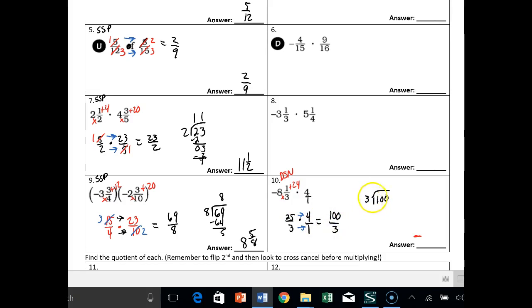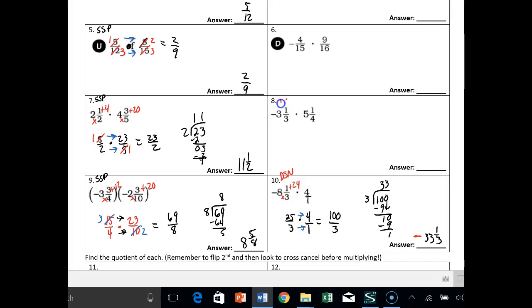3 doesn't go into 1, but it goes into 10 3 times. 1 left over when I do that subtraction, 10 minus 9. Bring down your 0. 3 goes into 10 3 times, 1 left over, so it's going to be 33 and 1 over 3, right? So it's wonderful that we have the tools that we can actually do this.